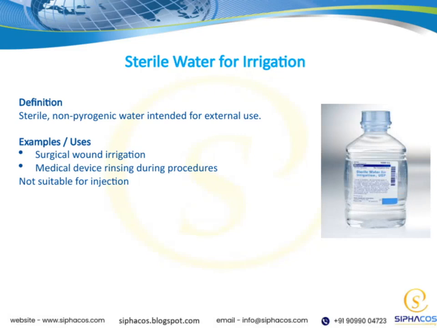Now, let's talk about sterile water for irrigation. First, the key point here is that this is sterile, non-pyrogenic water, which means it has been specially prepared to be free from bacteria and other microorganisms that could cause a fever or infection. It's intended strictly for external use, so we use it for cleaning or rinsing outside the body, not inside the bloodstream. Some common examples include irrigating surgical wounds to help remove debris and reduce infection risk, or rinsing medical devices during procedures to keep them sterile. However, it's very important to remember that this water is not suitable for injection.